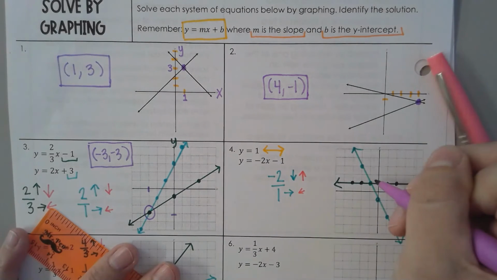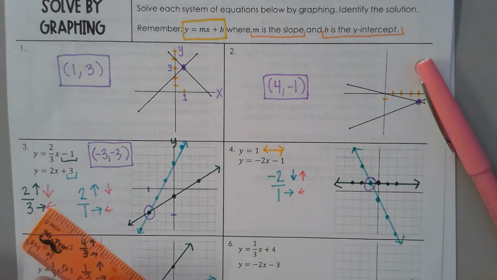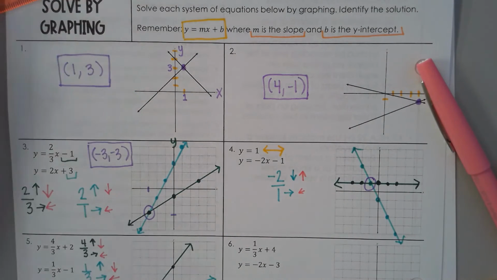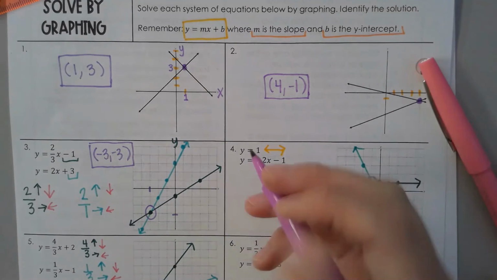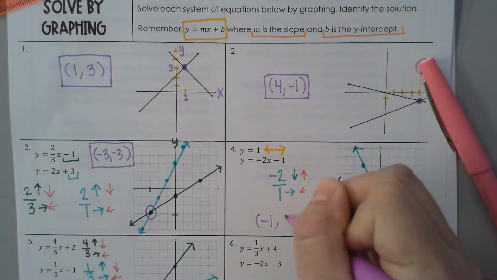So this point right here is the solution. What is that coordinate? -1, positive. Yep. -1, 1.